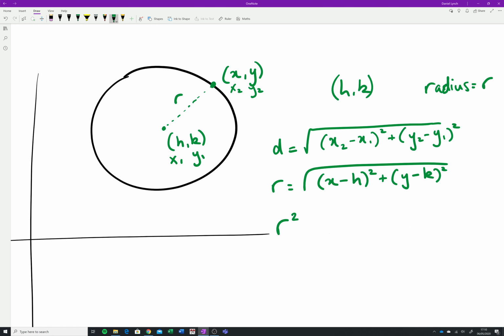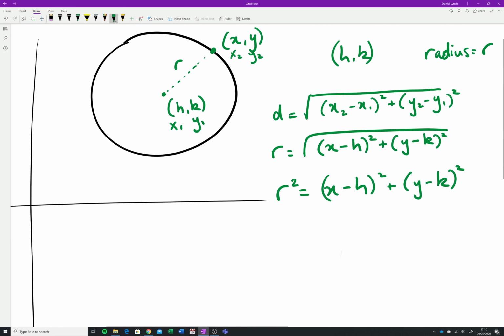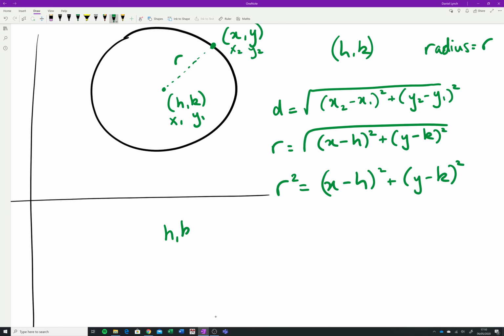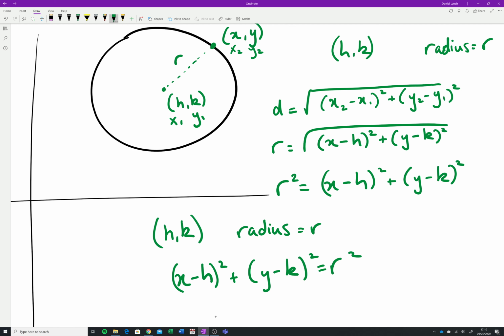So we square the left hand side, we get r squared, and we square the right. Now if we square the whole right hand side, we're just left with x minus h squared plus y minus k squared. And this is actually the formula for every single circle. If the center is h, k, and if the radius is r, the equation is, we tend to write it the other way around. x minus h squared plus y minus k squared is equal to r squared.